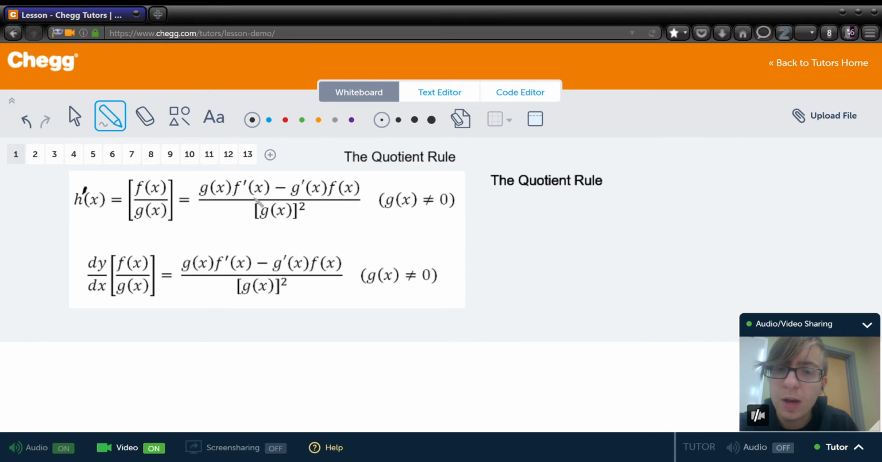So how I remembered it and why it's a little bit different is I know I have to do low d high, minus whatever I didn't take the derivative of, and since there's only two options, it has to be low prime, times the not derivative, so leave it alone, of the top. And it's always all over the bottom squared. So here we have g of x squared, and it cannot equal 0. And this is because if a rational function equals 0, it is undefined in that spot.